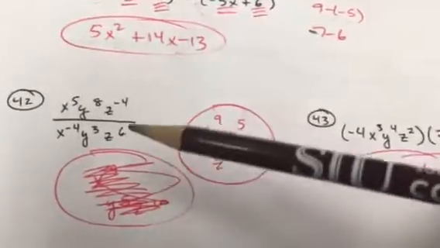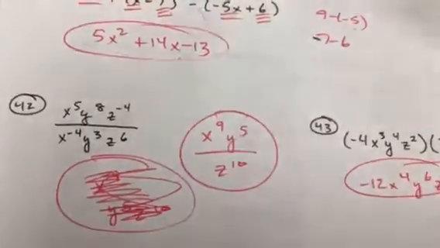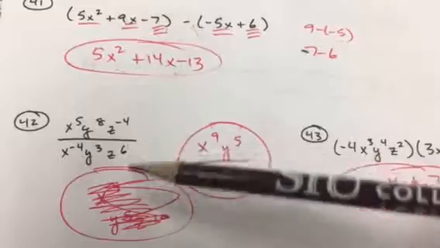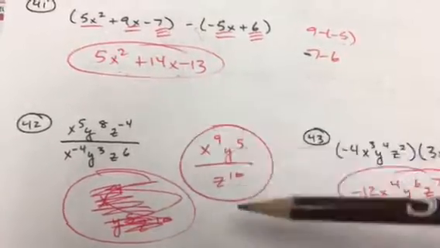Then ask yourself, what has more z's, the top or the bottom? The bottom has more z's. It has 10 more z's. 6 minus a negative 4 is 10.